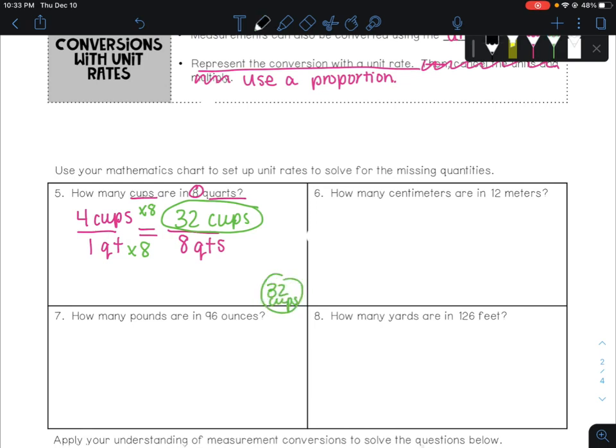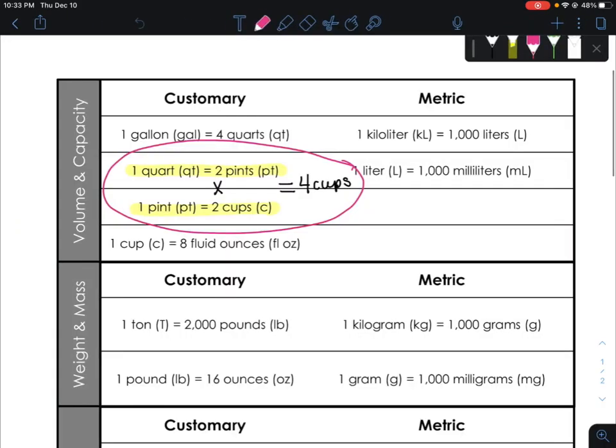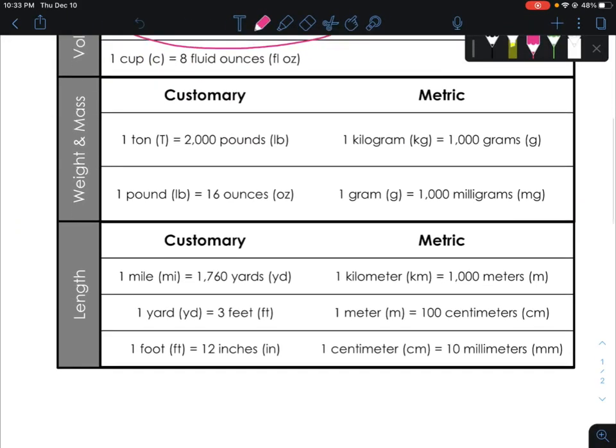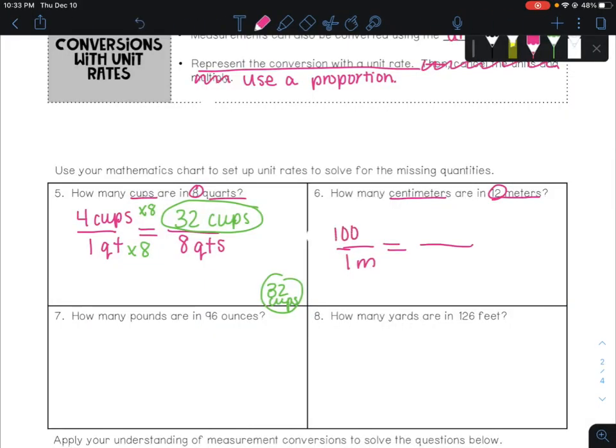All right, number 6, same method. So we're going to start by reading that it's centimeters in 12 meters. So I need a conversion that has 1 meter and how many centimeters that is. So I'm going to come back over here to my chart. And if I come down here, let's see. 1 meter is 100 centimeters. So 1 meter, 100 centimeters. Remember, we're always putting the 1 on the bottom.